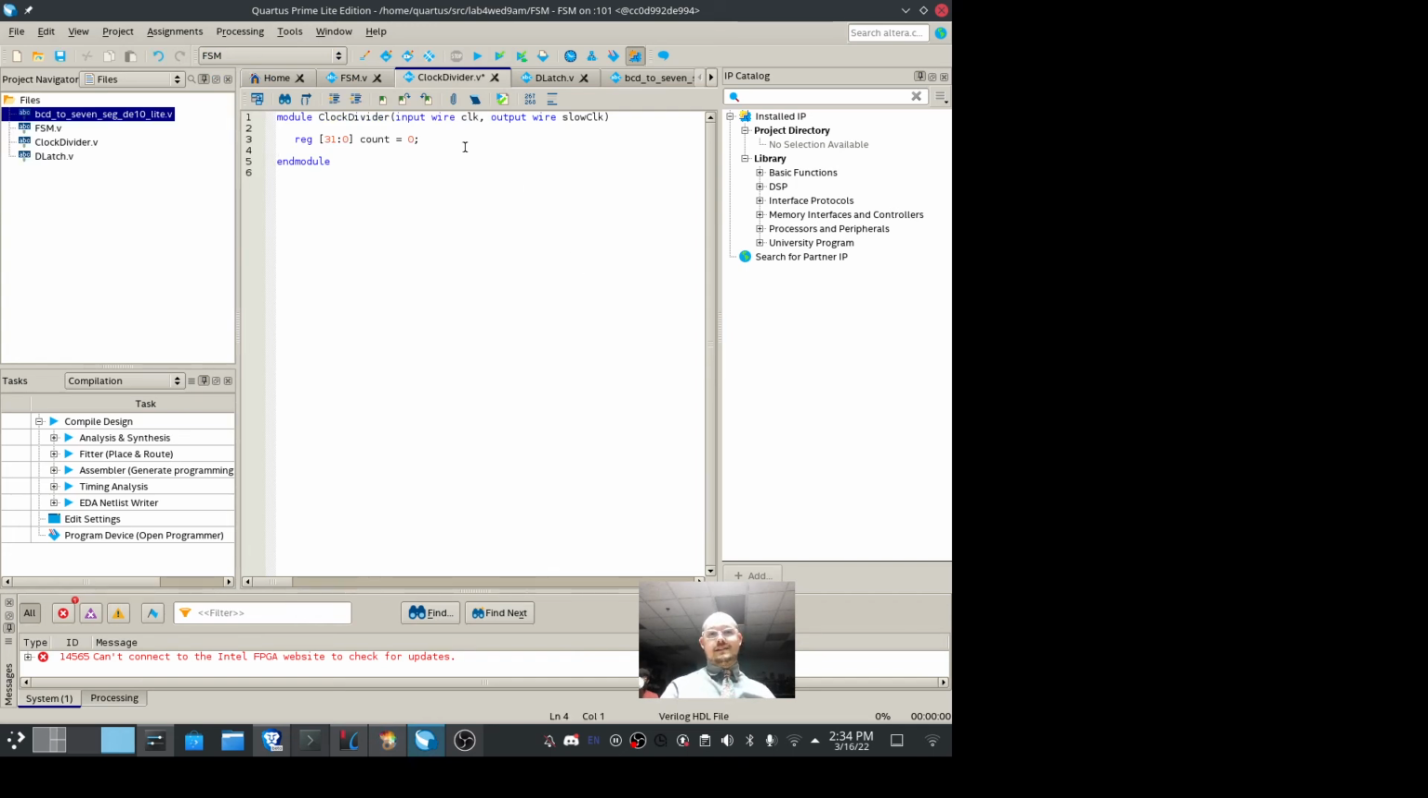In that case, it's really, really simple. We have our slow clock. We need to give it a default value. Should our slow clock be high or low to start? I don't care. High. Okay. We will make it high then. Slow clock also needs to be a reg, not a wire. That was my bad.